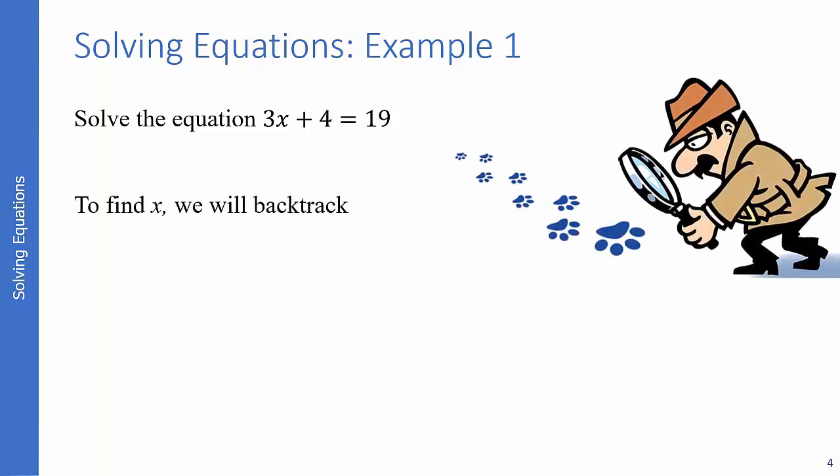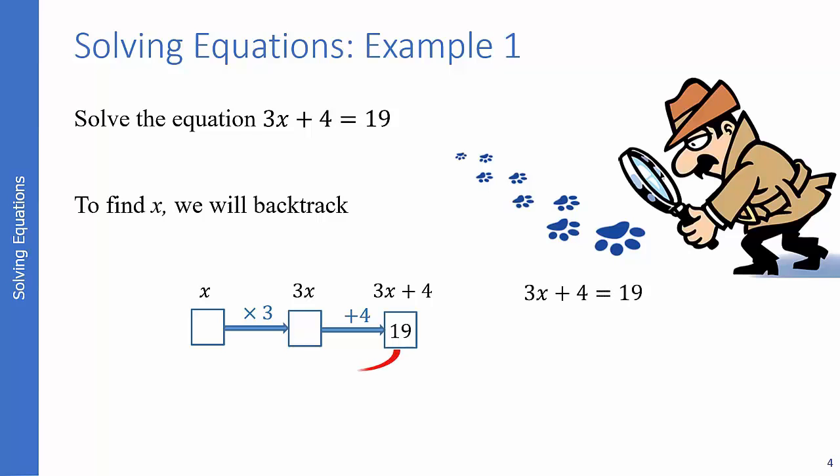Now to do that, we work backwards to find the value of x. Starting with x, we're multiplying by 3 to get 3x, and then adding 4 to get 3x plus 4, and the answer is 19. The last thing we did was to add 4, so to undo that we have to subtract 4 from the 19 to give us 15. In algebra, we end up with 3x equals 15.